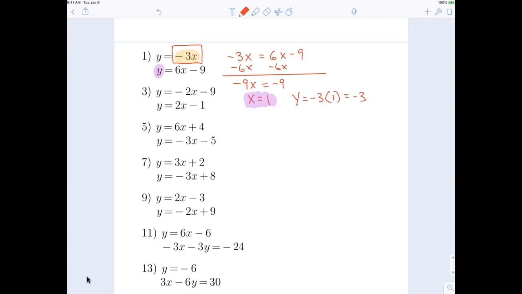So the answer to a system of equations is an ordered pair. What was the x coordinate? 1. What's the y coordinate? -3. What that means is if you were to graph those equations, they would intersect at the point (1, -3). That's what that means. Is everybody okay with that?